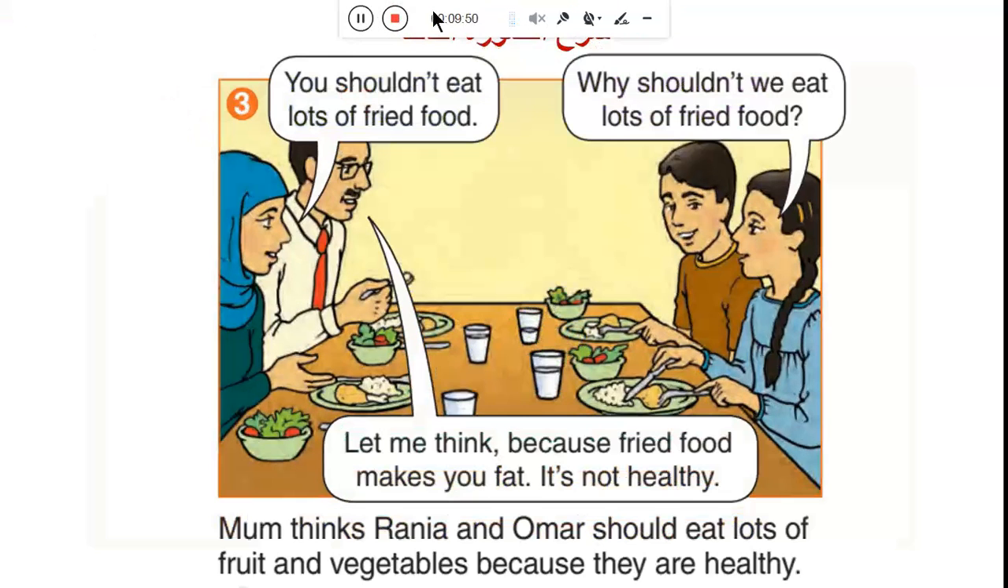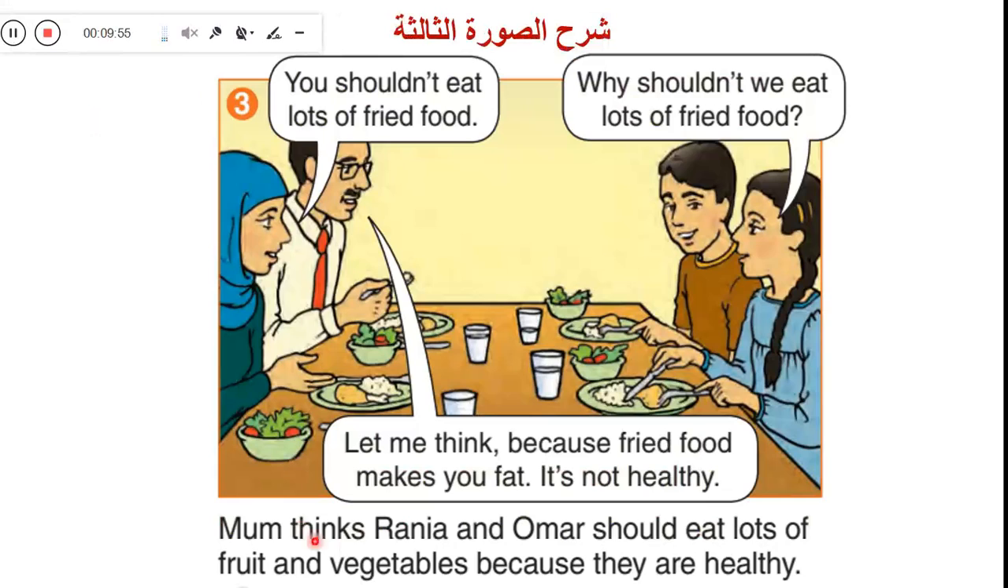Now, dear students, it's time to explain the picture. Mom thinks Rania and Omar should eat lots of fruit and vegetables. Fruit and vegetables. Because they're healthy, meaning good for the body. What does Omar's mom say? You shouldn't eat lots of fried food. She tells Omar and Rania, you shouldn't eat lots of fried food. So Rania asks, why shouldn't we eat lots of fried food? Why shouldn't we eat lots of fried food?